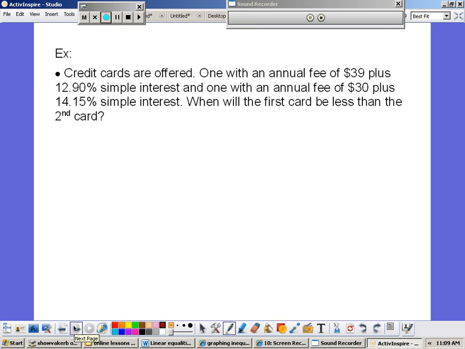Credit cards are offered, one with an annual fee of $39 plus 12.90% simple interest, and one with an annual fee of $30 plus 14.5% simple interest. When will the first card be less than the second card? So I'm asking when the first card is a better deal. Now I can do this two ways. I can do it as an equal, or I can do it as an inequality, where the first card is less than the second card. Since we've been working with equals, I'm just going to continue with the equals.